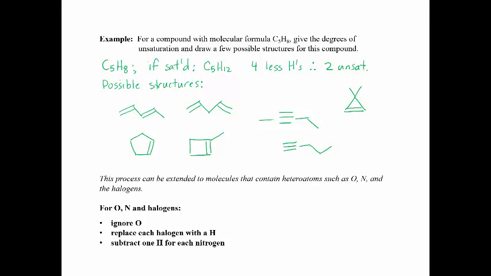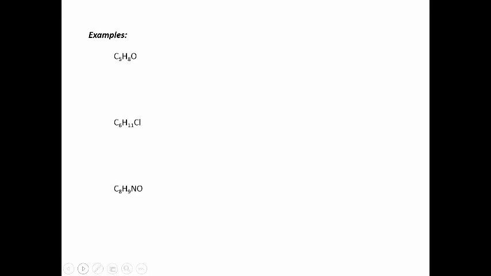This process can be extended to molecules that contain heteroatoms such as oxygen, nitrogen, and the halogens. So we're not limited to hydrocarbons. If we have an oxygen in our molecular formula, we're going to ignore the oxygen. If we have a halogen, we're going to replace each halogen with a hydrogen. And if we have a nitrogen, we're going to subtract 1 hydrogen for each nitrogen. So let's look at an example of each of these on the next page.